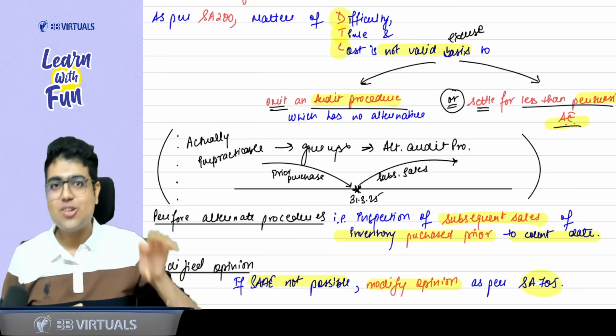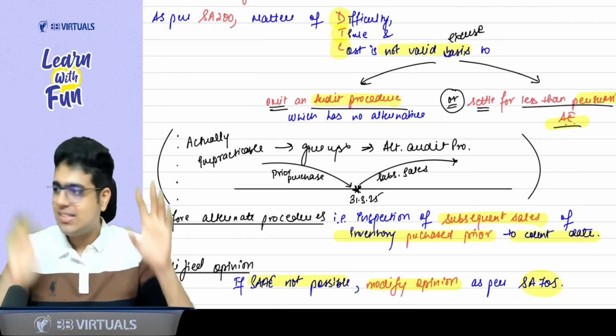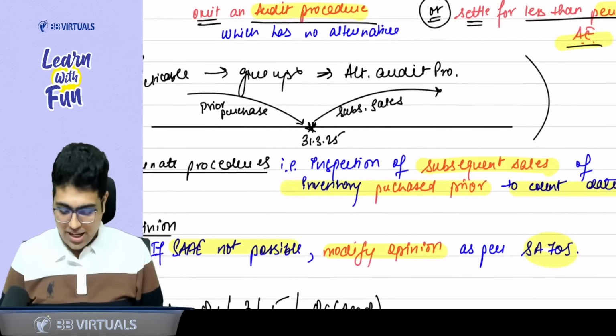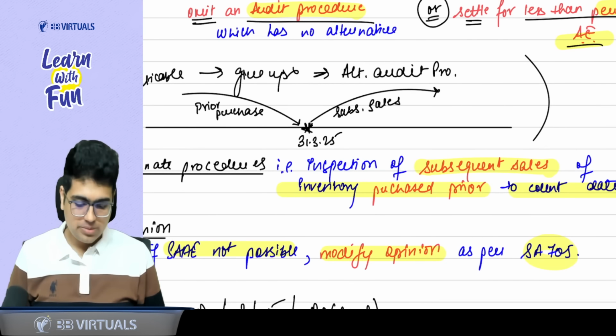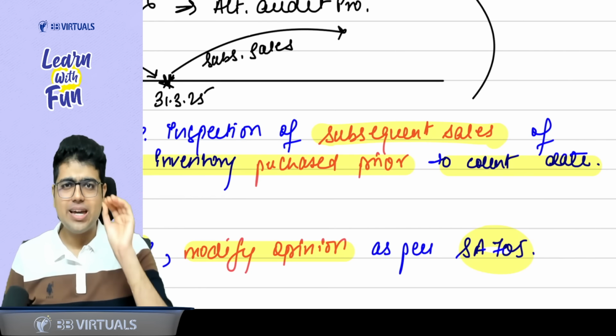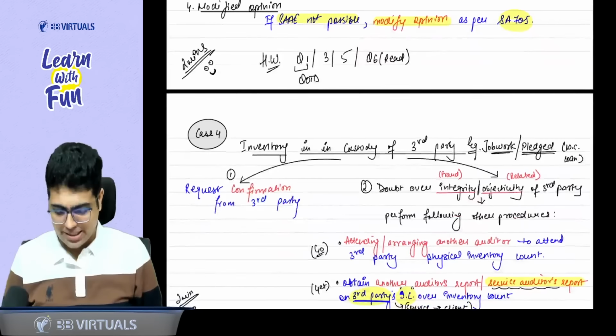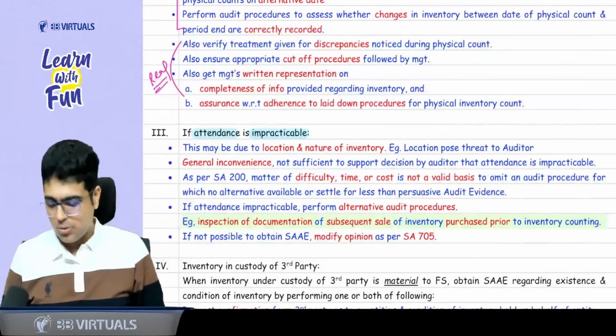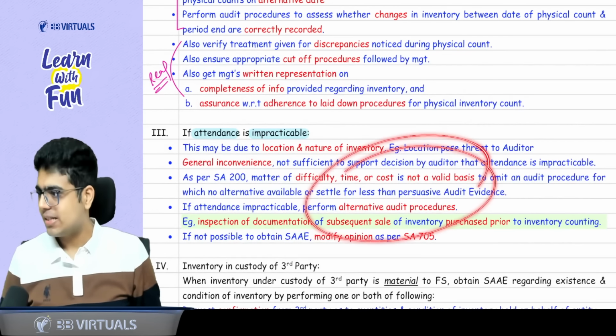Now, even after the alternate procedure, if you don't get evidence, then modify the opinion. If sufficient and appropriate evidence is not possible, then modify the opinion as per SA 705. Is the case of impracticability clear? Yes, sir. Please come to your book. Let's revise from the book. All the points are given properly here.